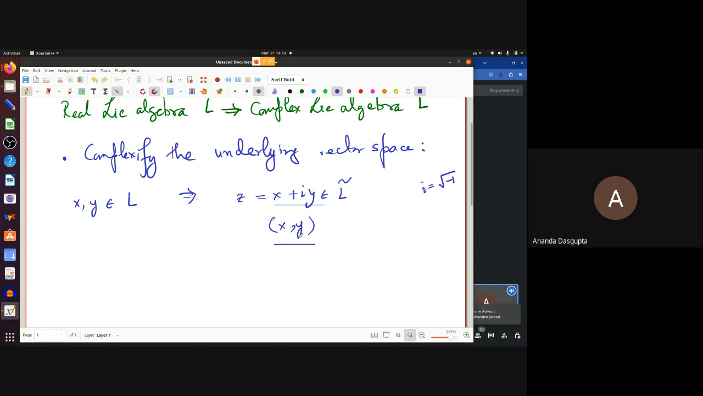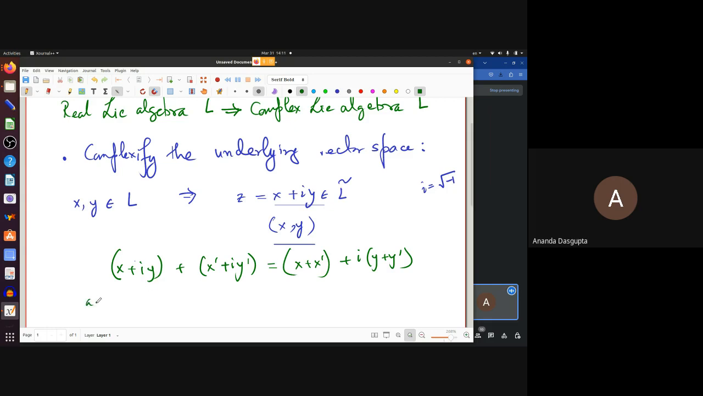So how do you define multiplication by a scalar, and addition? Well, addition is pretty straightforward. X plus iy, this is one element of my complex vector space, added to x prime plus iy prime, will simply be x plus x prime, plus i into y plus y prime. Or in the pair language, the pair (x, y) added to (x prime, y prime) will give you (x plus x prime, y plus y prime). Perfectly legitimate thing, no problem in defining it.